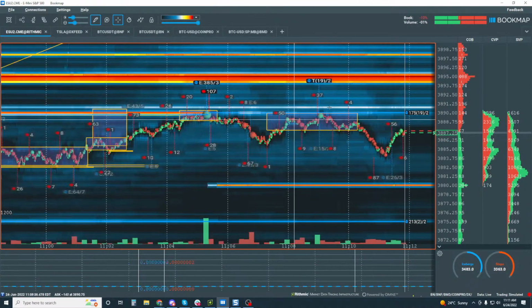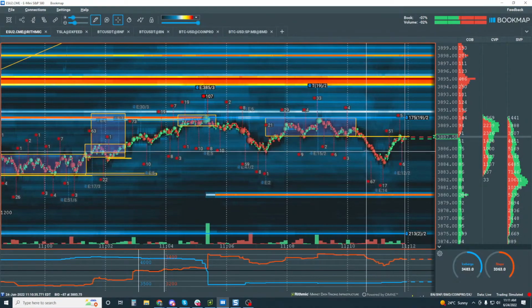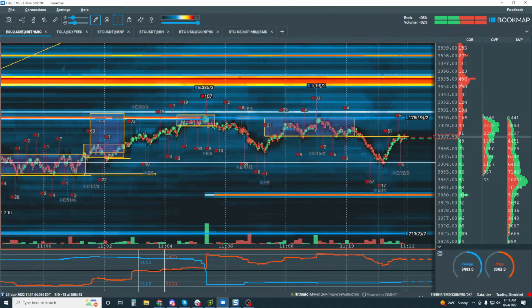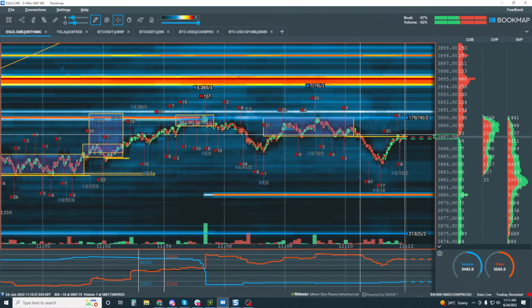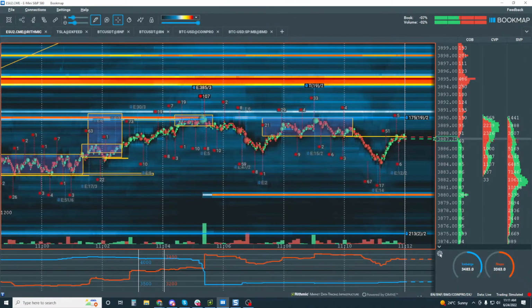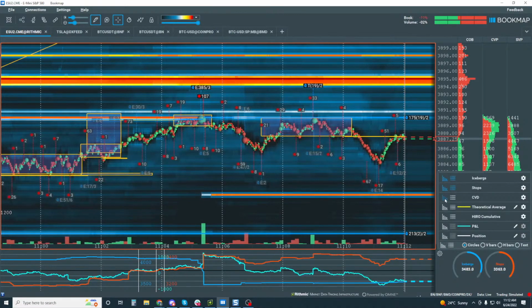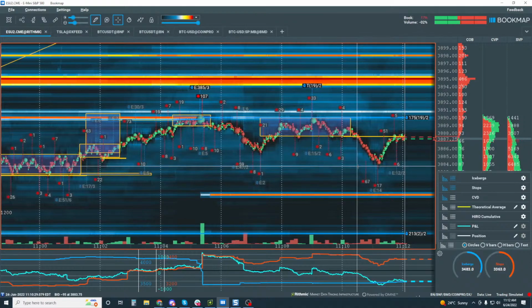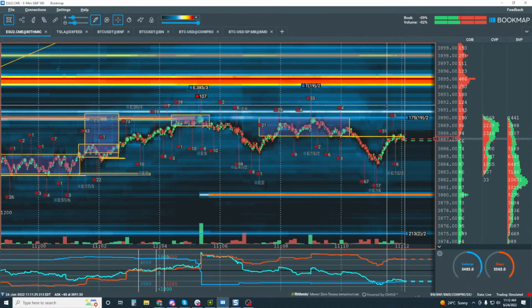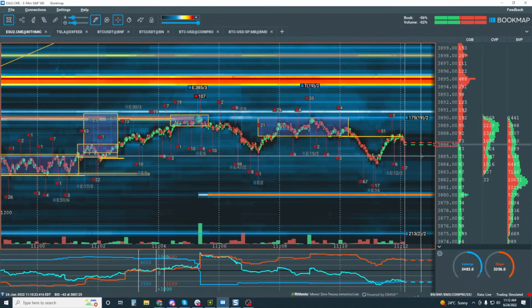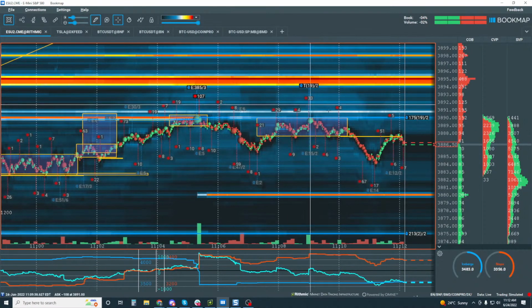Now let's take a look, though. Is there more buying or more selling in this little area in here? So let's take a look at cumulative volume delta, and then let's also zoom in and put precisely into our range here. Oh, come on.